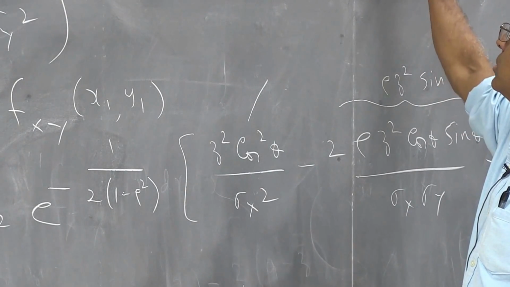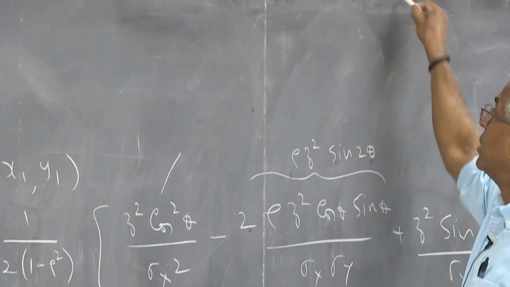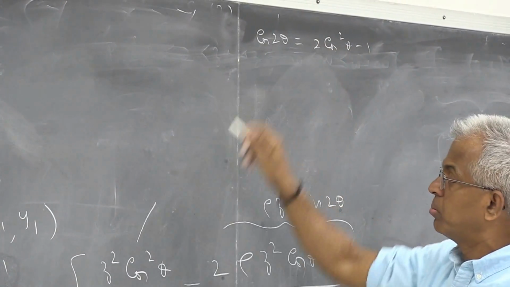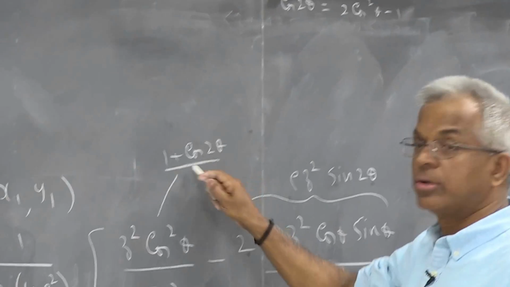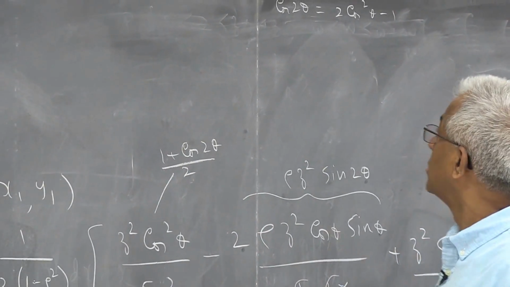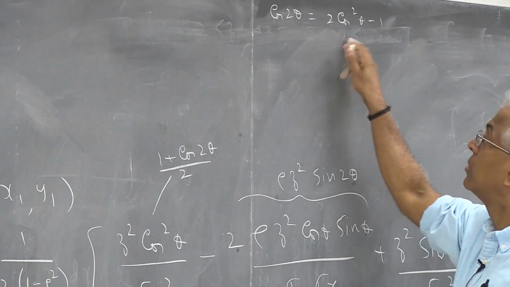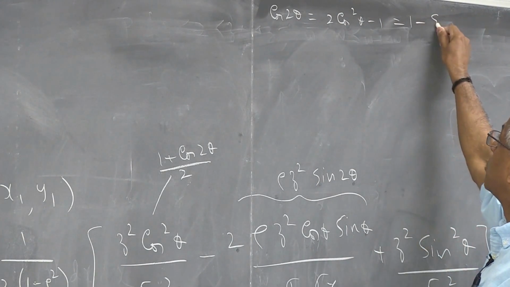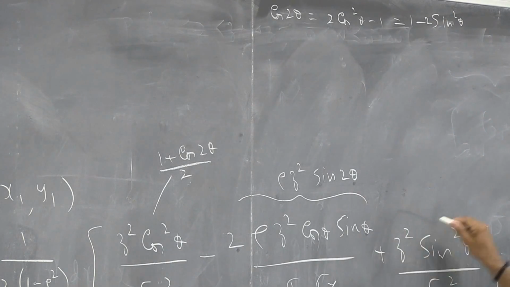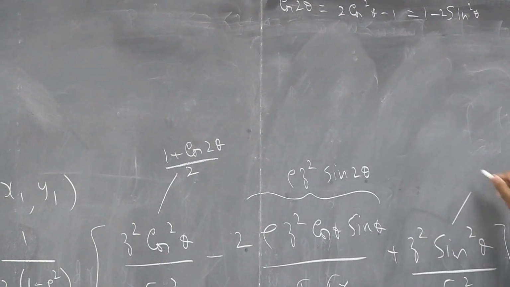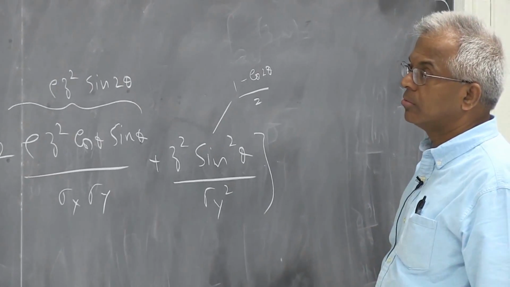Cos 2 theta is what? 2 cos squared theta minus 1. So cos squared theta is 1 plus cos 2 theta over 2, from here. This is also the same as 1 minus 2 sin squared theta, right? So sin squared theta is 1 minus cos 2 theta over 2.